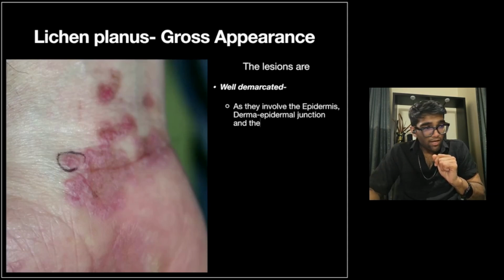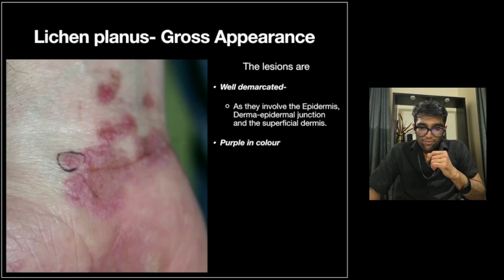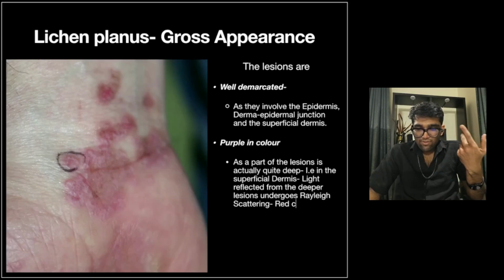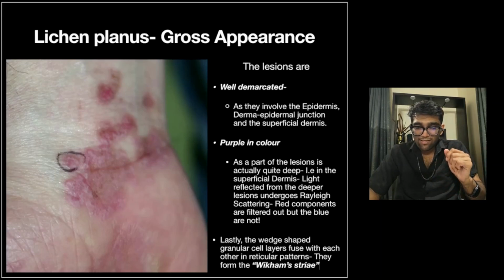Okay, now the next is the lesions are purple in color. So the reason for this is that part of the lesion is deep. Okay, the second is that the granular cell layer is also thickened. So since the granular cell layer is thickened, that is able to scatter more of the red components of the light through Rayleigh scatter.